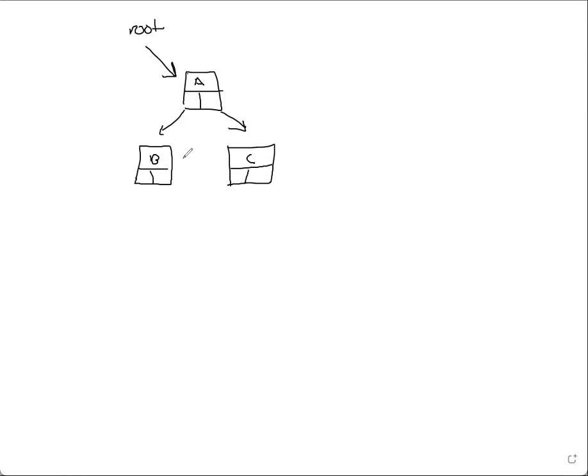We can talk about the level of a node. It's the number of branches from the root to the node. So these are going to be at level 1. If they had a child, it would be level 2 and so forth, because there's 1, 2 links back to the root.